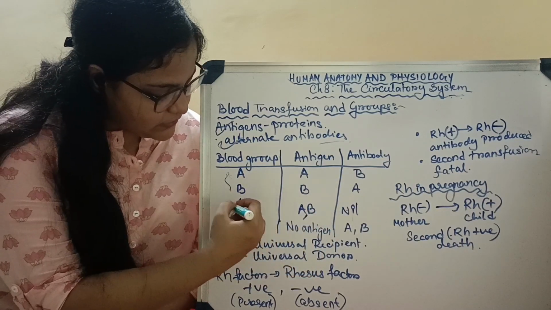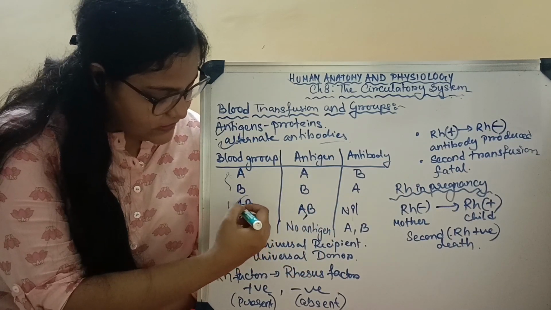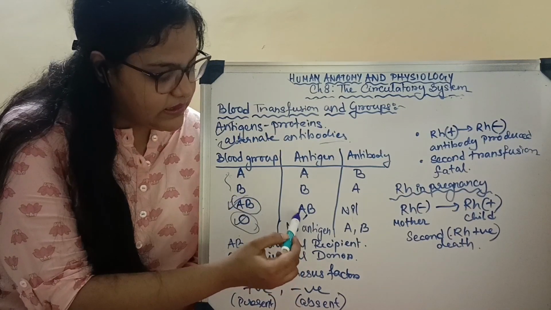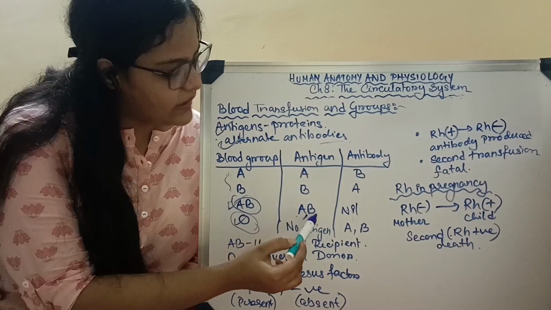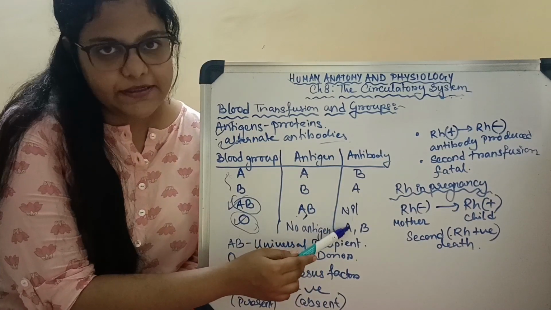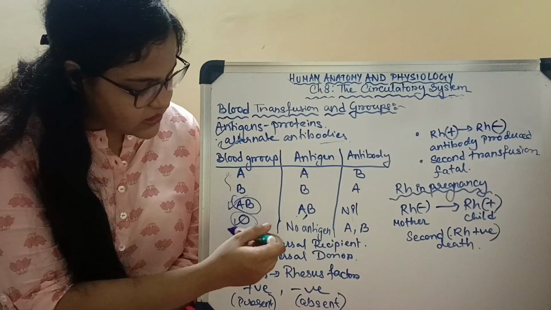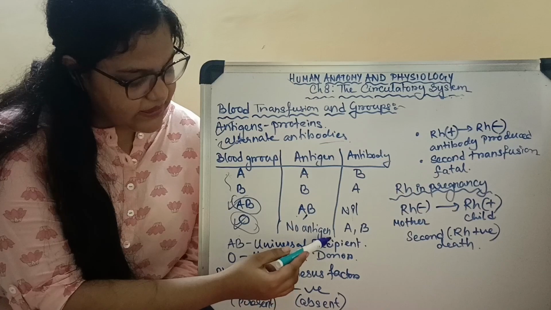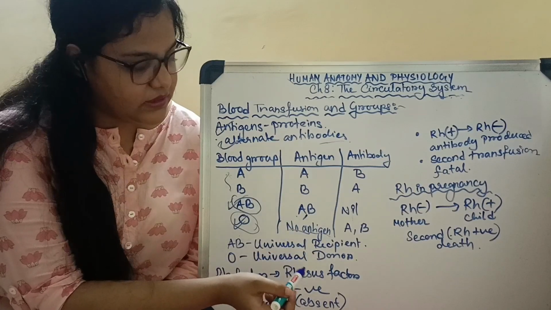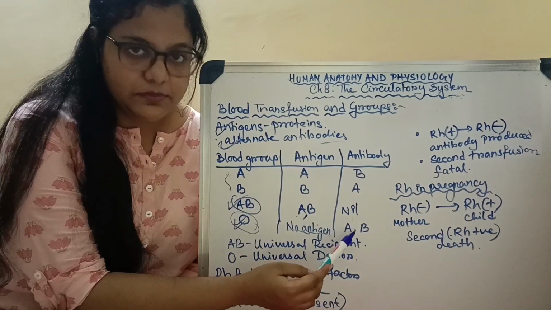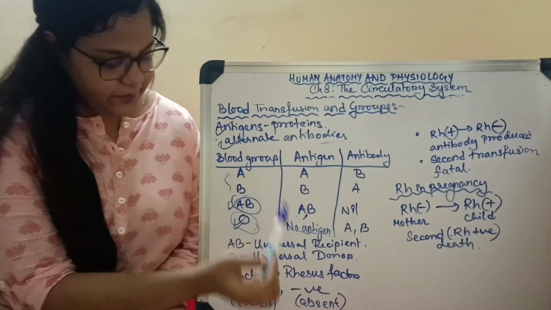Now the interesting thing about blood group AB and O is that blood group AB has both the antigens, that is antigen A and antigen B, but it does not contain any antibody. Next comes the blood group O. Now blood group O contains no antigen, okay, but it contains both the antibodies. Those are antibody B and antibody A.